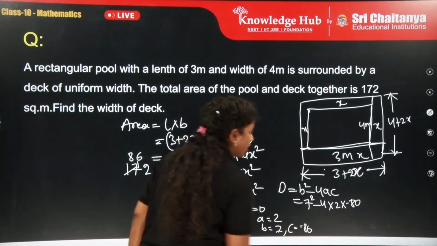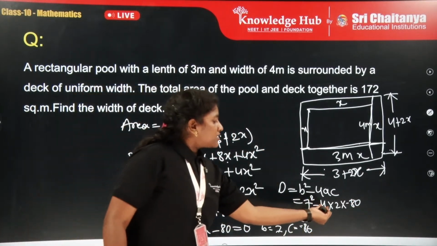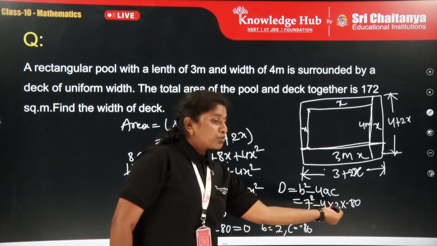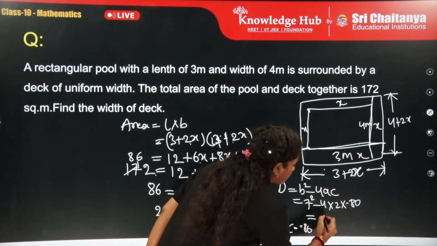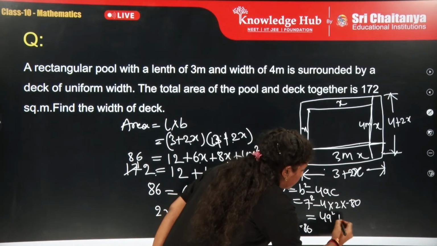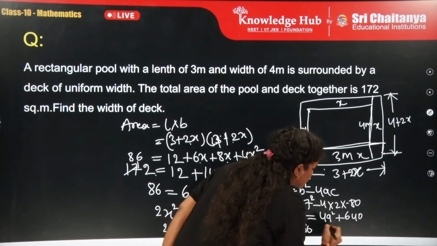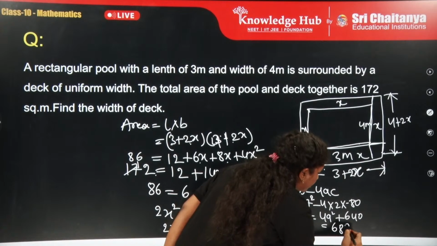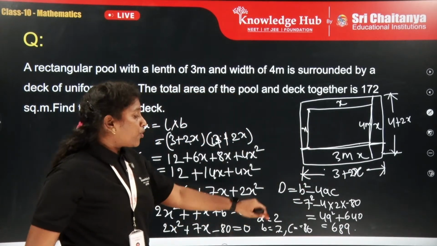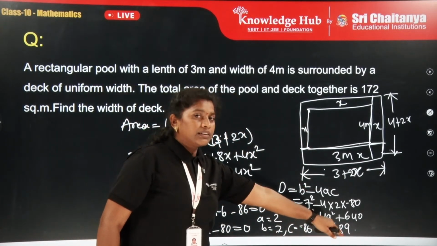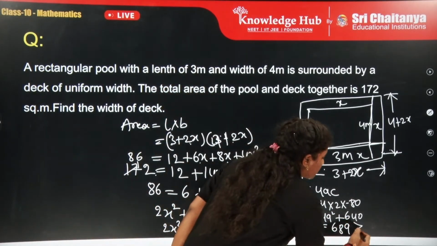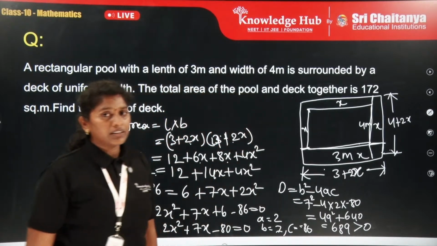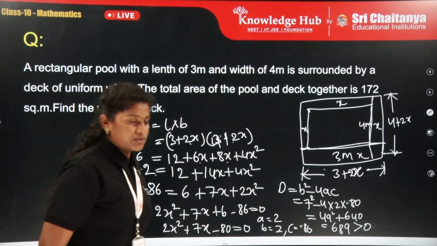Okay. If you observe here, minus into minus will become plus and 4 2s are 8. 8 into 80 will give you 640. Okay. So now it will become 7 square is 49 plus 640, which is nothing but 689. Okay. You got your discriminant value, which is equal to 689. That means it is greater than 0. Okay. So from there you can say that we will get real roots but not equal roots.